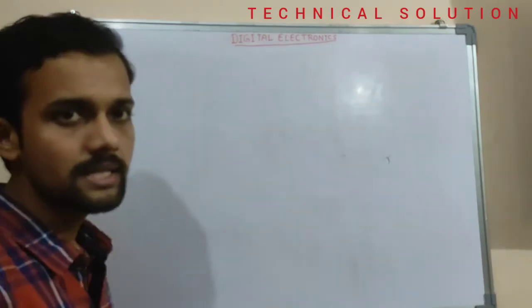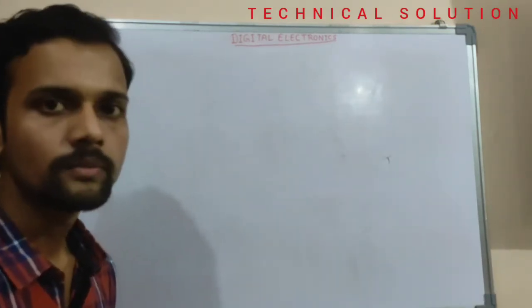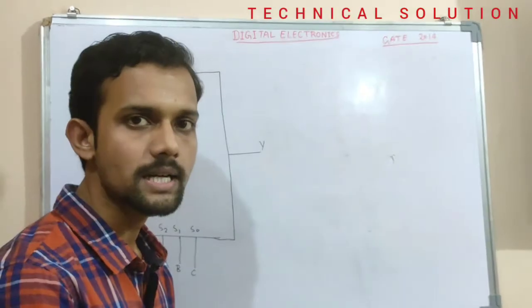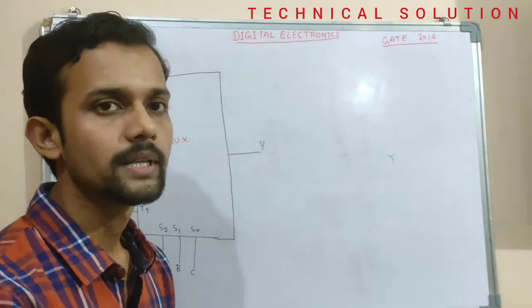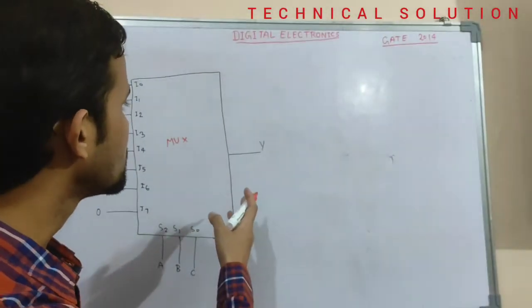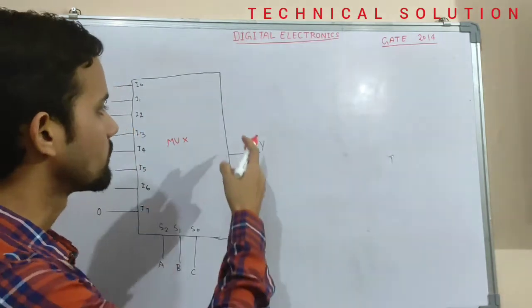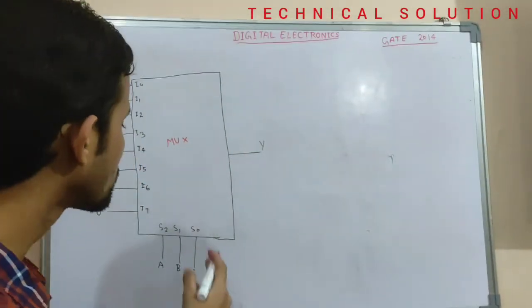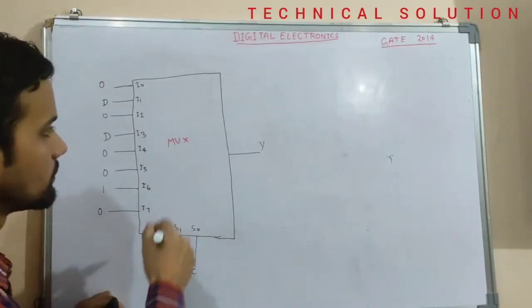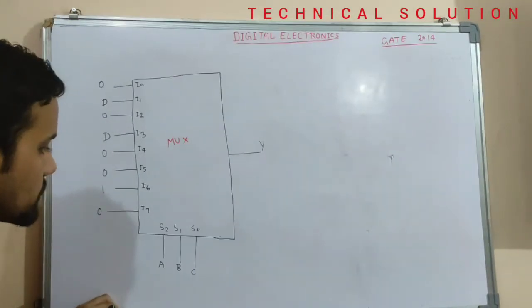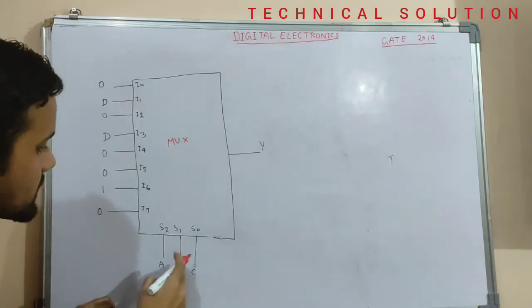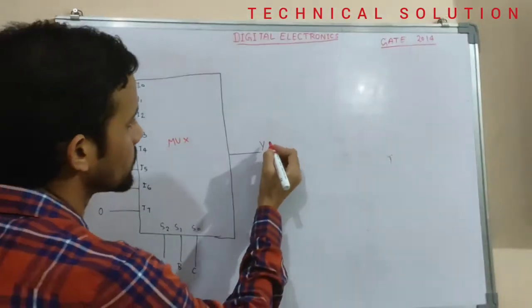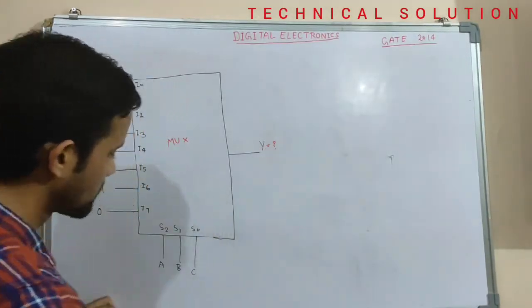Based on this, let us solve a problem which was asked in GATE. This question was asked in GATE 2014, in which an 8x1 multiplexer is used to implement a logical function y. Then find out the output y. So how to solve this multiplexer question? This is the input line and this is the selection line. Based on this, the output is found. So what is the output for this?